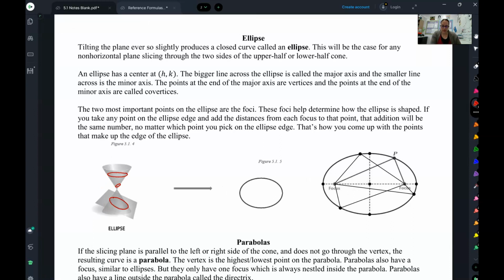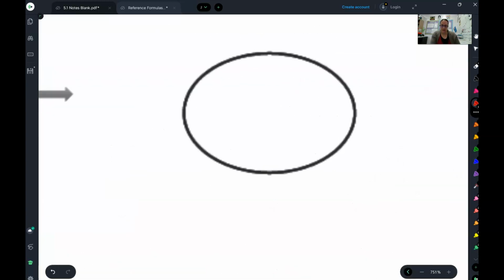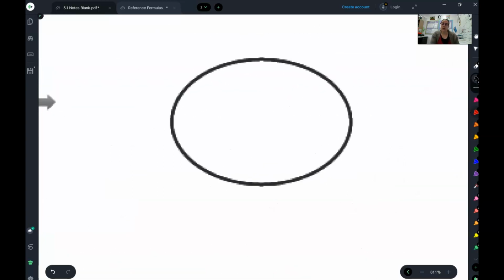Now, a couple important things to understand about an ellipse. I'm going to go right here at this one. We have a couple important vocabulary terms. Same as a circle, this ellipse is going to have a center at h comma k. Your ellipse is centered somewhere.